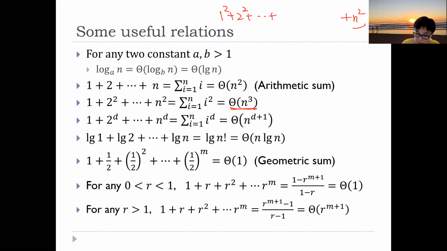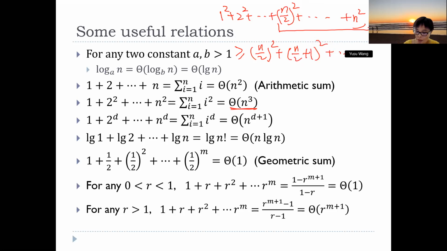We see that as we do the addition, at some point we get to n over 2 squared and continue. Now, if I only focus on this half, I ignore everything in front of it. So this is bigger than n over 2 squared plus n over 2 plus 1 squared plus all the way to n squared. For each of these, we can use the smallest one, because the smallest one intuitively is also of the order of n. So now we get n over 2 squared plus n over 2 squared plus all the way n over 2 squared. And how many terms do we have?